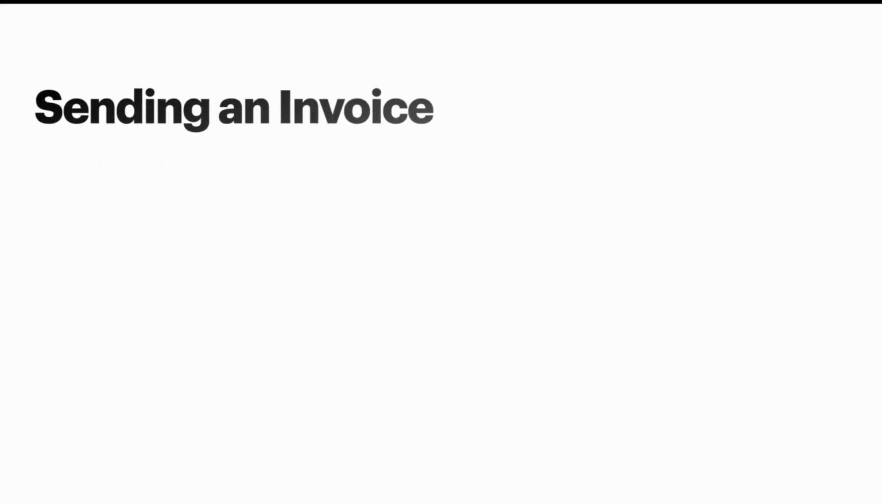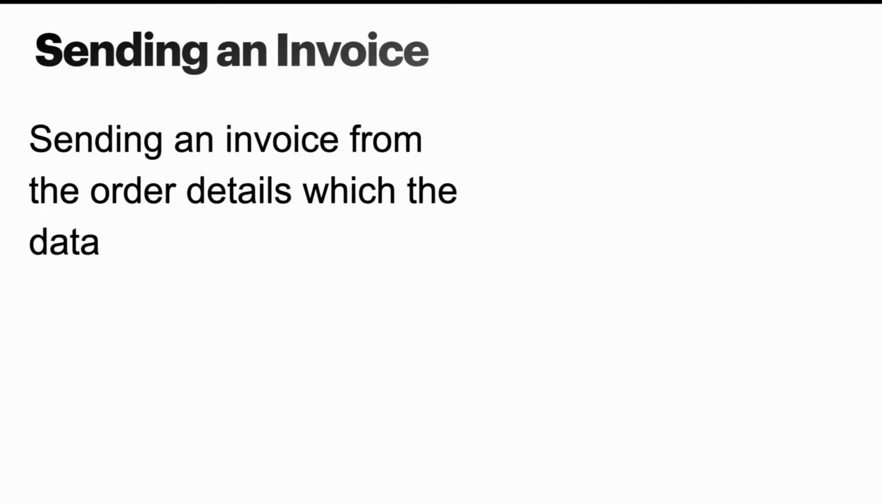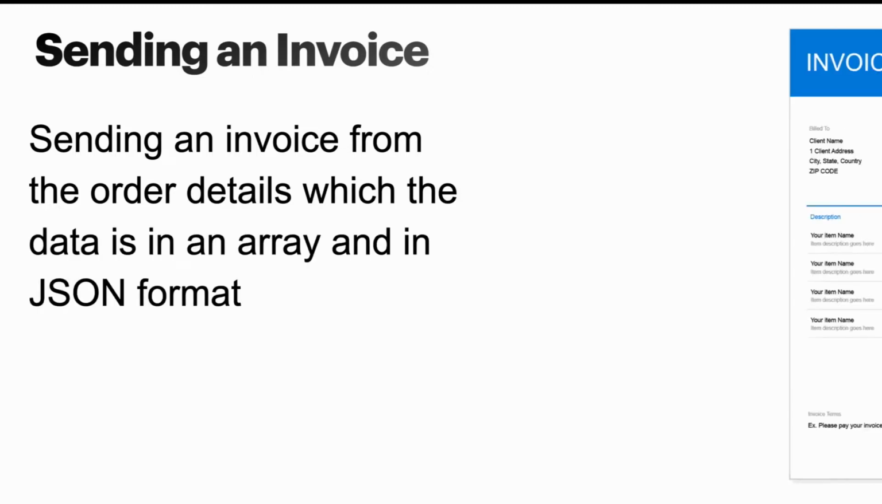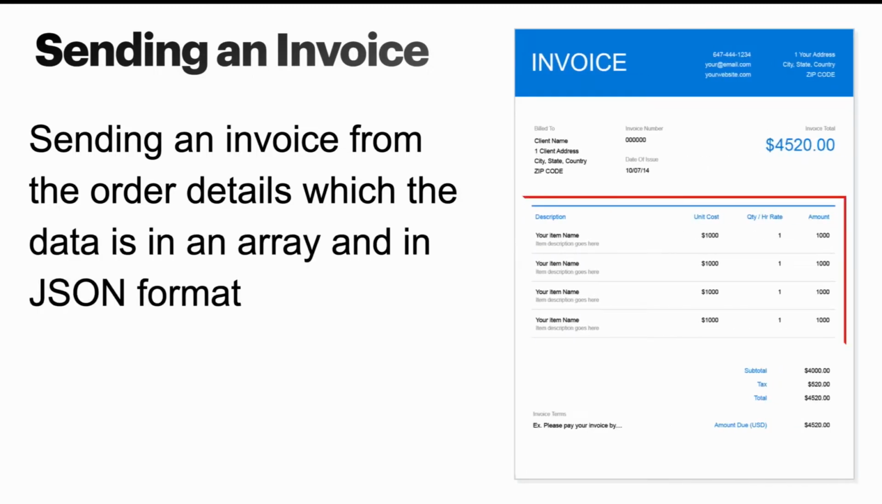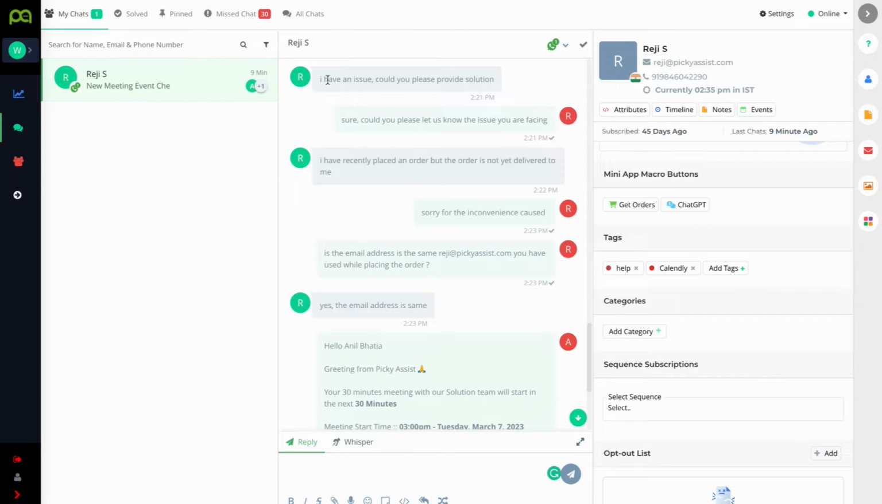Sending an invoice. Mostly all invoices consist of line items. For each customer, the number of items they have ordered varies, so using the loop feature, we are able to show the items they have ordered dynamically while sending an email or WhatsApp, or we can display the details in the mini app.